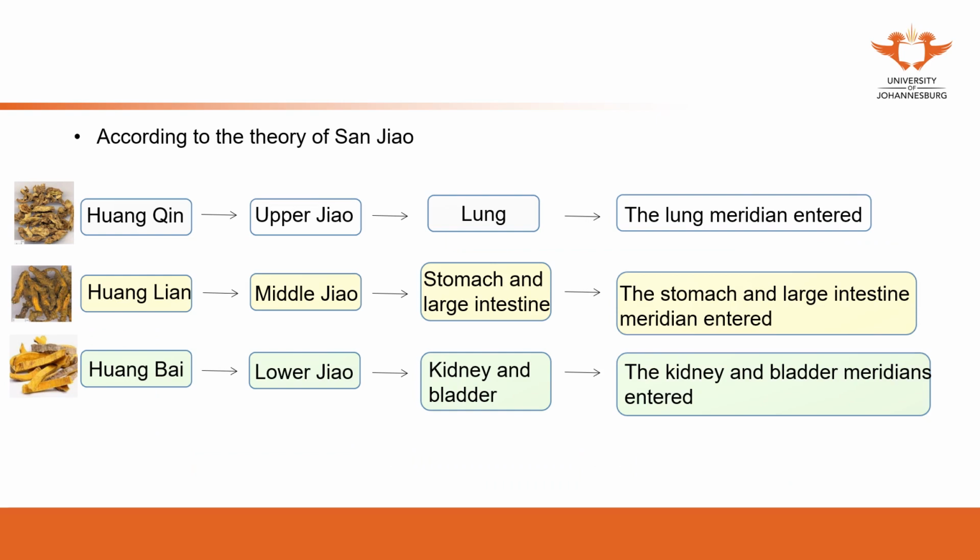We also can determine according to the theory of 三焦: 黄芩 upper jiao, 黄连 middle jiao, 黄柏 lower jiao. These three herbs are all bitter. They all share the same surname, Huang.